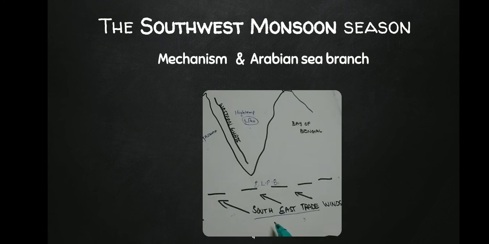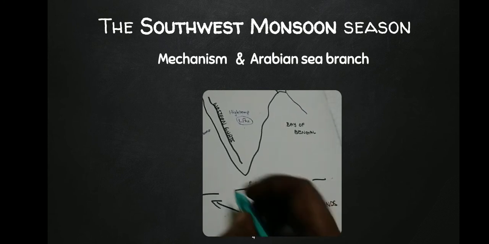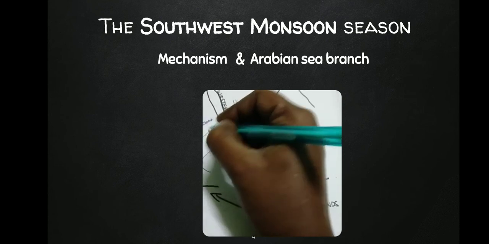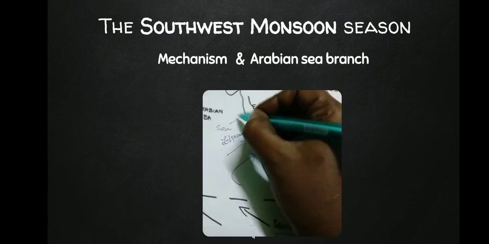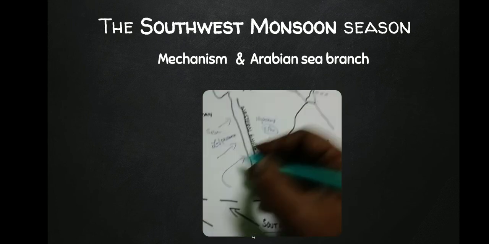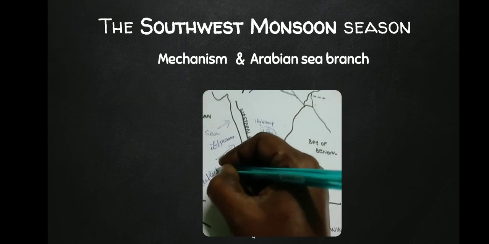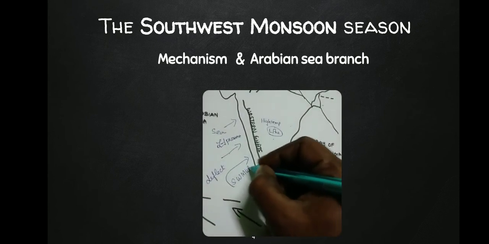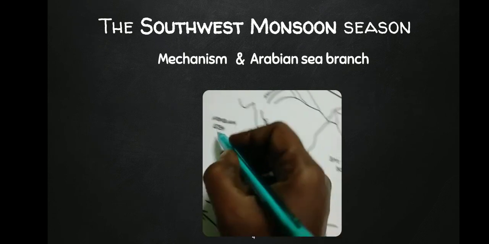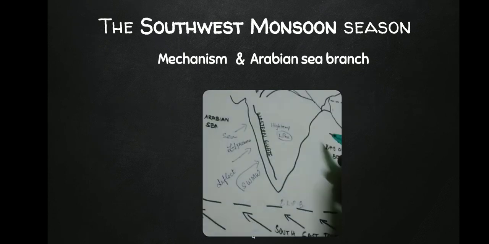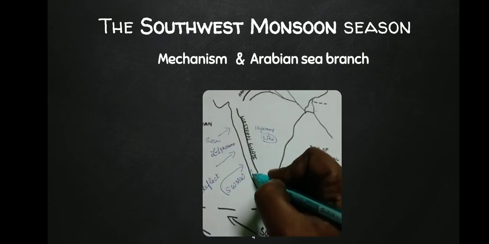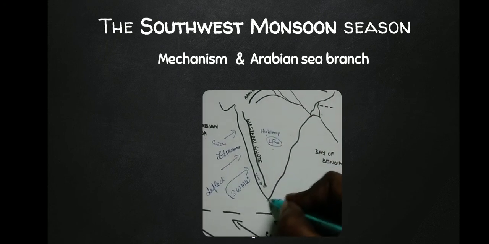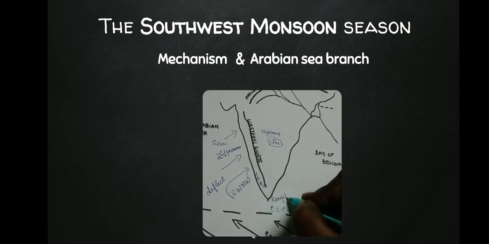So the permanent wind, southeast trade winds, due to the Coriolis effect and due to high pressure in the sea and low pressure in the land, deflect as southwest monsoon winds, and this is called the Arabian Sea branch. The first state to receive this branch is Kerala, and the first place to receive this is Kanyakumari.